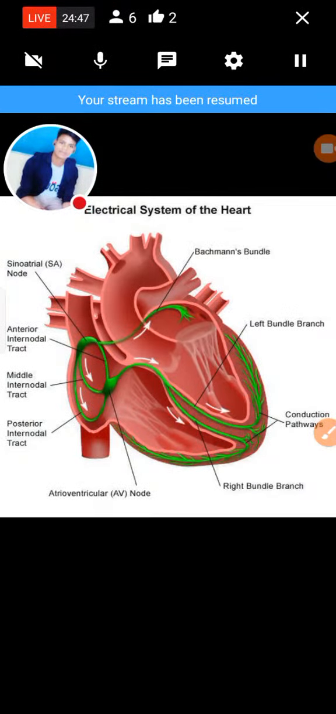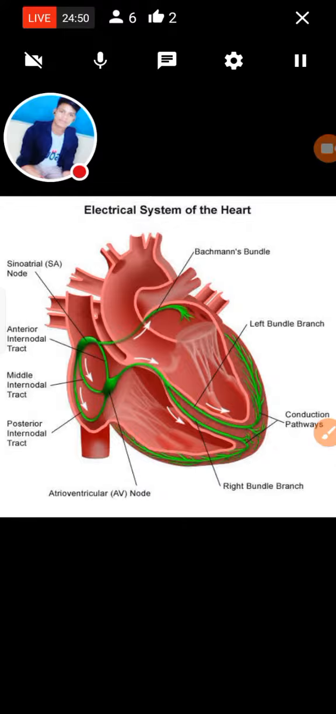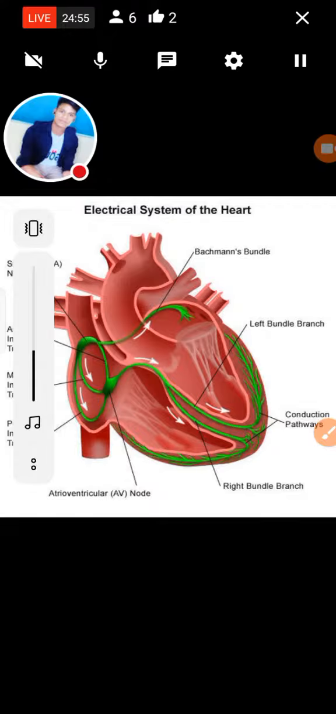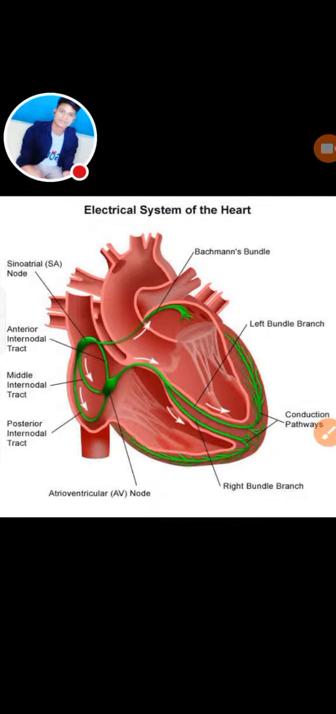Start. Next question, conducting system of the heart. Conducting system means the electrical activity, how the electrical activity will be transferred so the heart will be pumping. The heart will be contracting and dilating every time. How will it be dilating? Because of our electrical system, that is called the conducting system. That is our question, the conducting system of the heart.